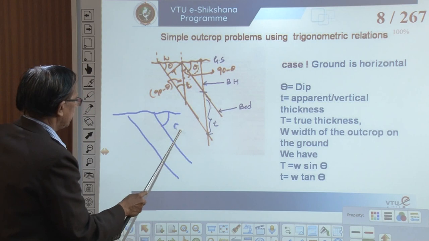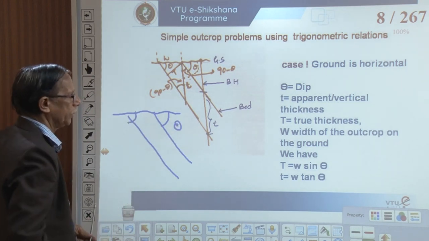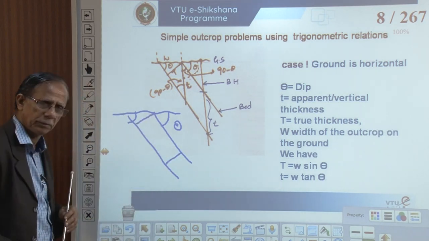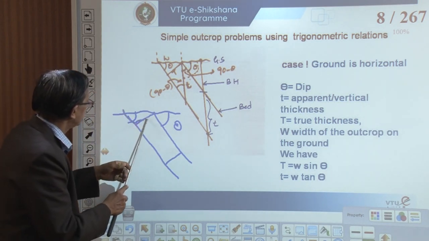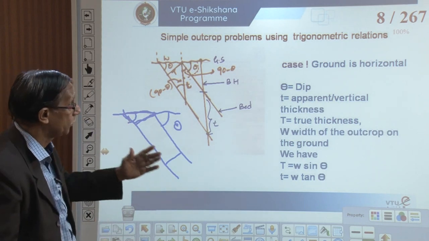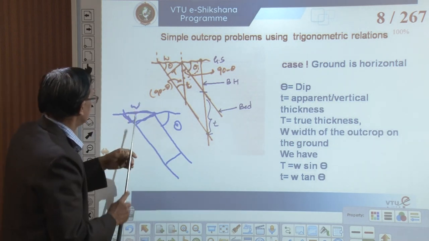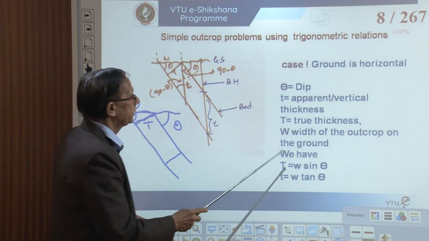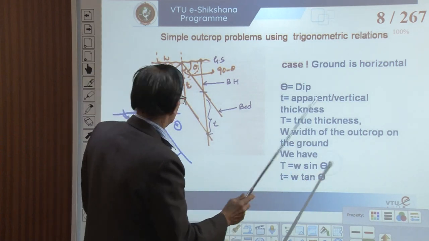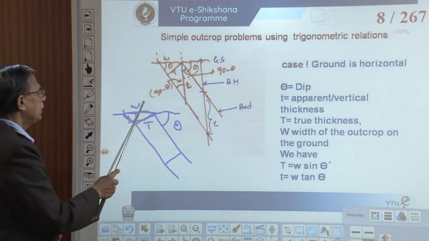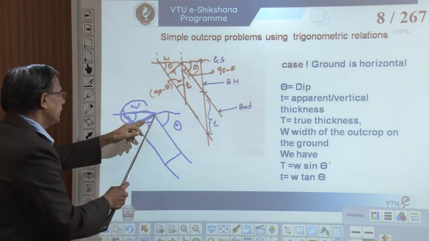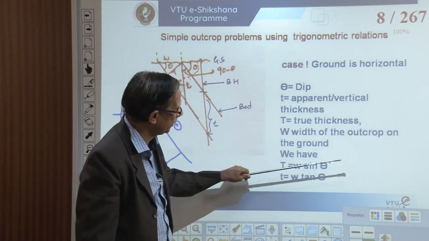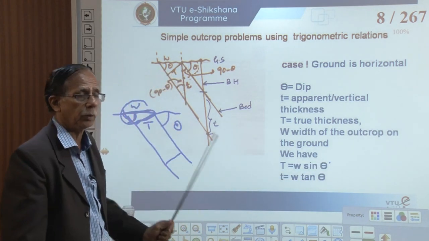If this is theta, and this is also theta because the bedding planes are parallel. This is the perpendicular thickness, whether I take it here, here, or here, it is one and the same. Now, if I consider this as a triangle, and the ground is horizontal, say this is W and this is the true thickness T. I know T by W is sine theta, or T is equal to W sine theta. Correct? Simple. So, this T, the true thickness, width of the outcrop and angle of inclination define this relationship: T is equal to W sine theta.